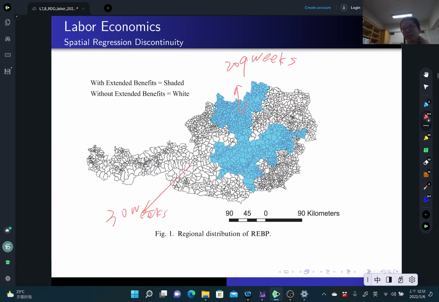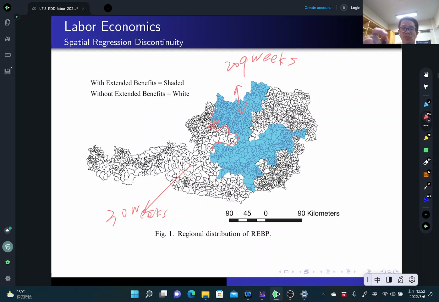If you compare the unemployment duration outcomes for the blue area and the white area, it's not comparable because these two are very different areas. They have very different labor market conditions. But if you just compare the people who live around the border, very close to the border, they might share similar labor market conditions.